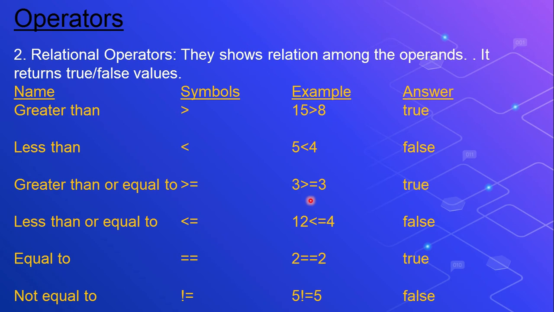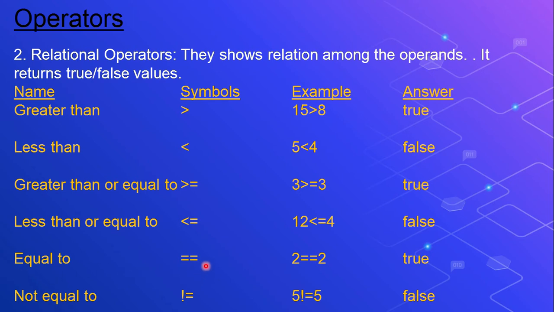3 greater than or equal to 3. 3 is not greater than 3, but 3 is equal to 3. That's why you are going to get true. See, for the less than or equal to symbol, there is also a difference from mathematics. 12 less than or equal to 4. 12 is not less than 4, so you will get false.